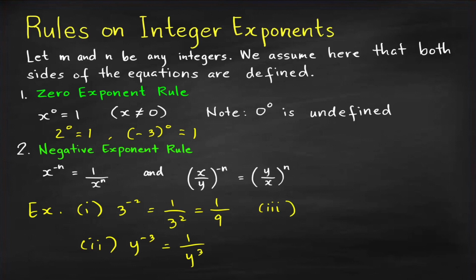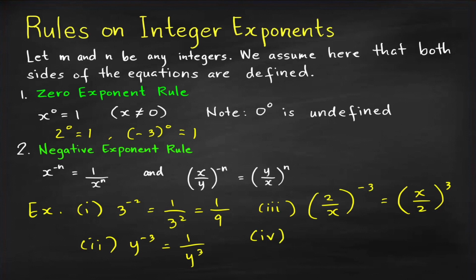Another example is, let's say you have 2 over x, and this is raised to negative 3. If you want to make the power positive, then we just have to flip the fraction. So 2 over x becomes x over 2, and then change the sign of the power. We'll get x over 2 quantity cubed.